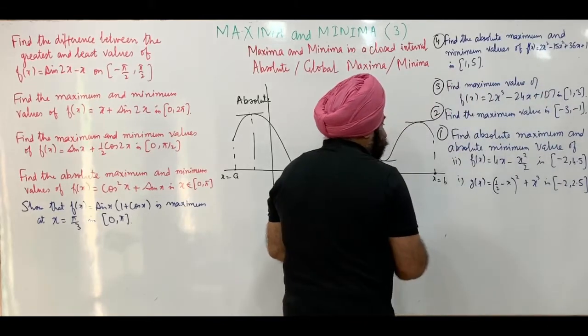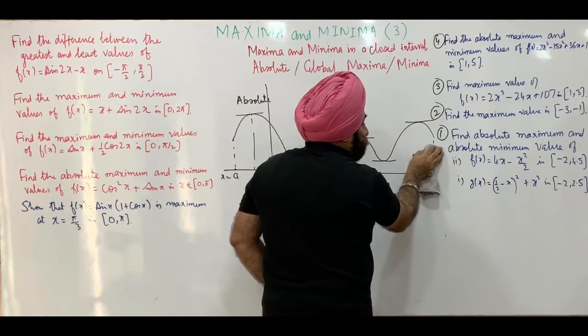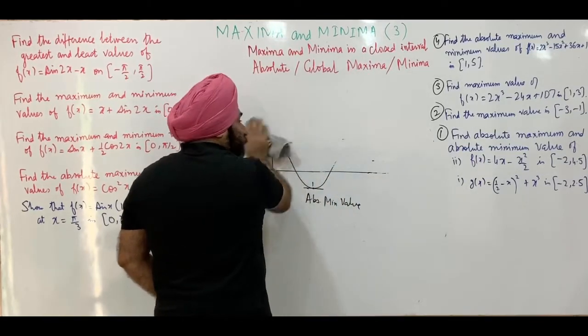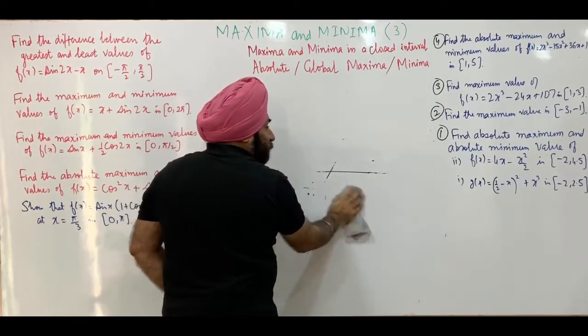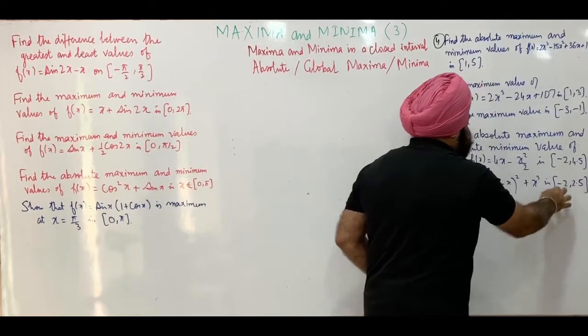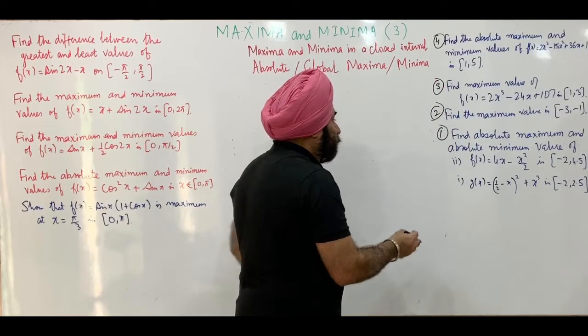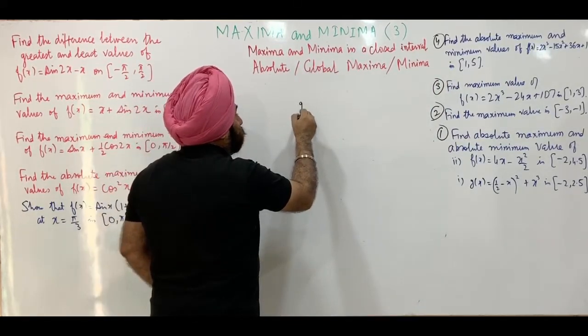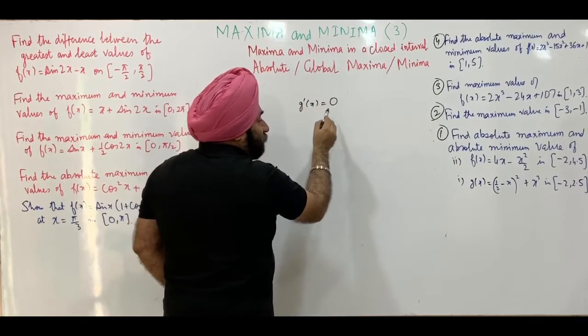This function g of x, which is (1/2 minus x) whole square plus x cube, and this is in the interval from minus 2 to plus 2.5. So this is the given closed interval. The first step remains the same. We will find out the derivative of the function and equate the derivative to 0.